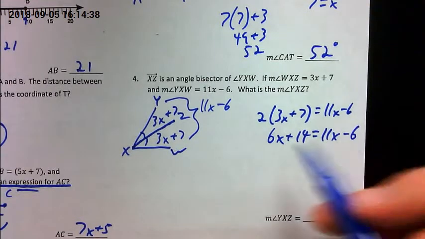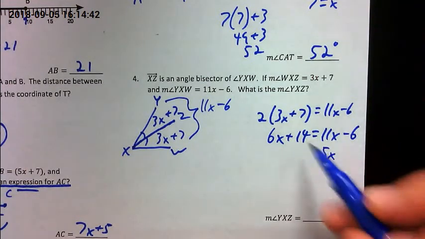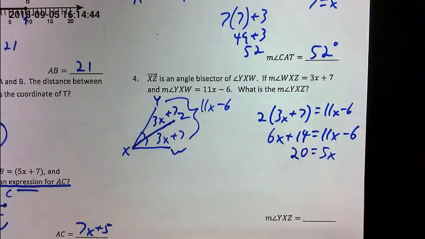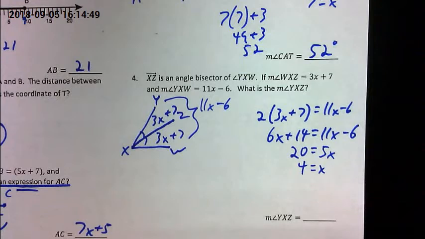Solve for x. Going to bring the 6 over this way by subtracting it. Leaves us with 5x. Bring the 6 over the other way by adding it. Gives us 20. Divide by 5 and x is 4. Again, not the final answer. Got to plug it back in.